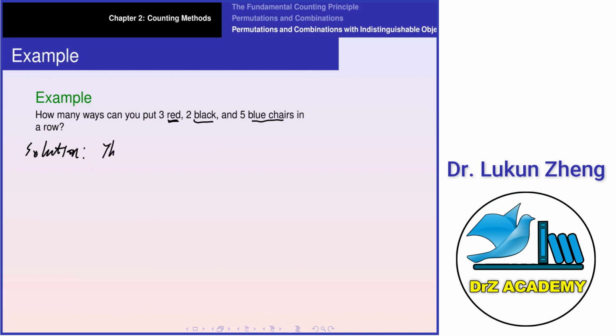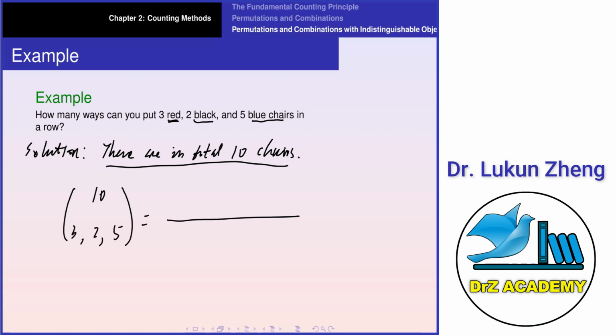There are in total 3 plus 2 plus 5, 10 chairs. So based on that, n equals 10, n1 is 3, n2 is 2, and n3 is 5. So we have 10, 3, 2, 5, which equals 10 factorial over 3 factorial times 2 factorial, times 5 factorial. So let's consider what 10 factorial is again.